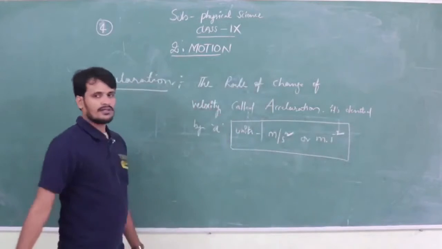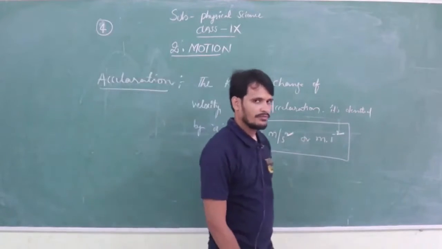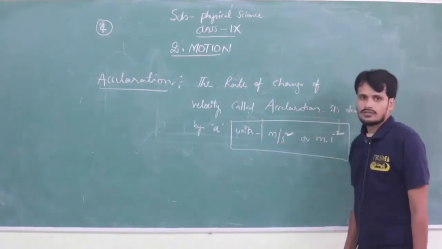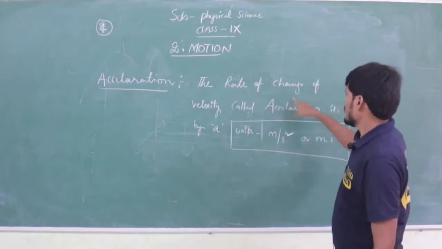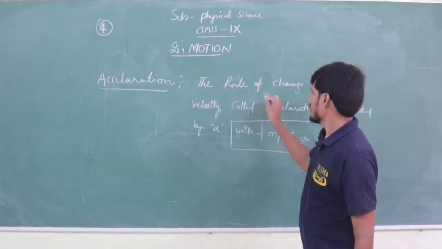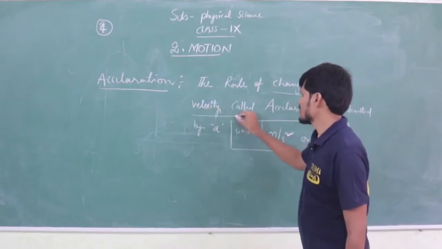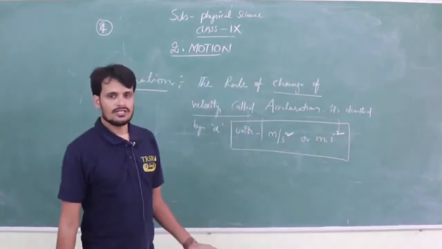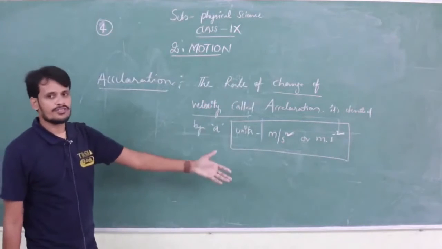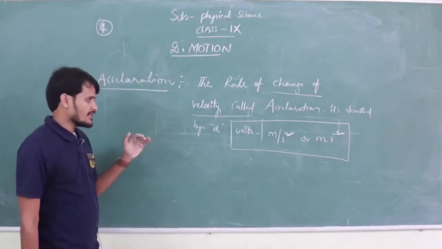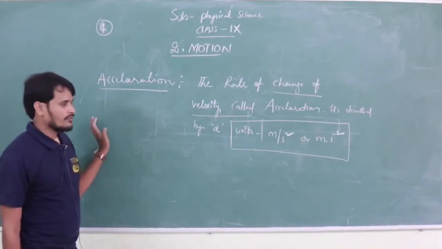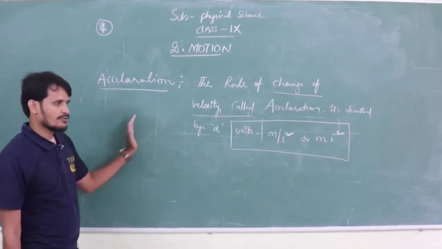Units for velocity, meter per second. Units for displacement, meter per second. Units for speed, meter per second. But units for acceleration, meter per second square or meter per second inverse. Now, the rate of change of velocity is called acceleration, denoted by a. So here acceleration is defined based on velocity change. If displacement is going to change, that is called velocity. If velocity is going to change, that is acceleration. Got it? When the change rate is going continuously, the quantities change continuously. So velocity changing is acceleration, and displacement changing is velocity.